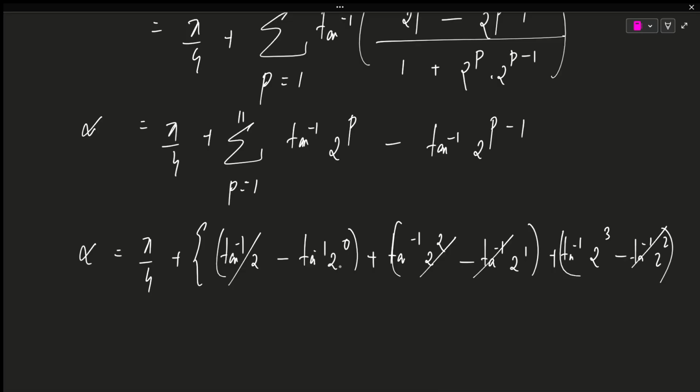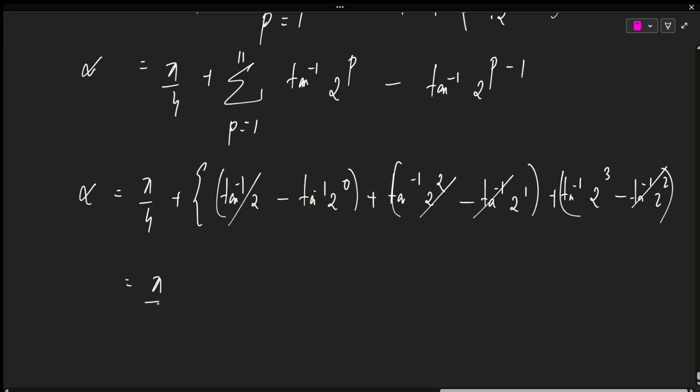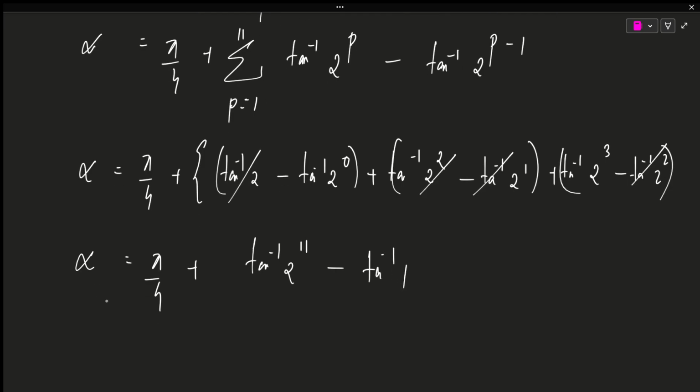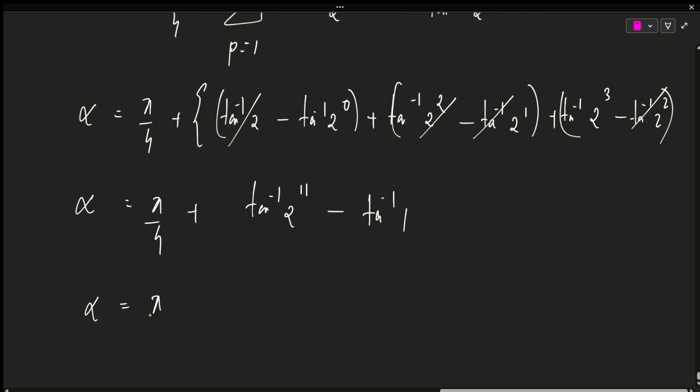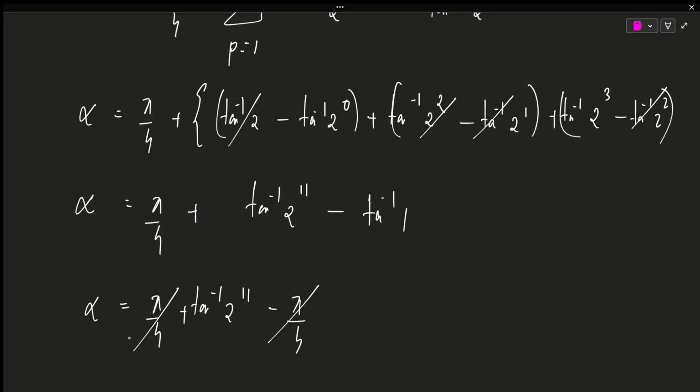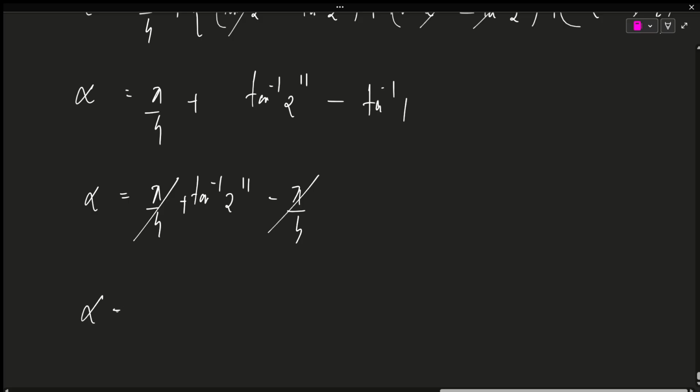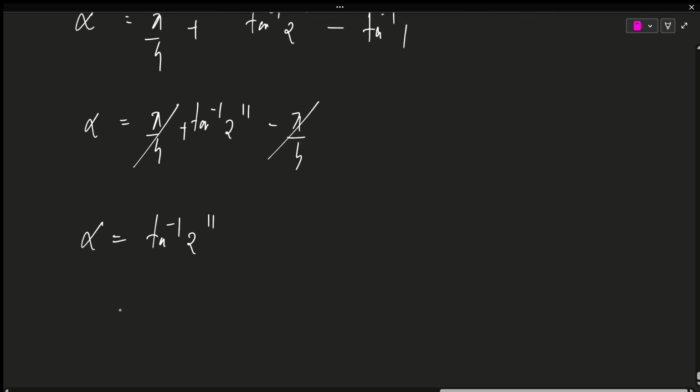So for 11 terms, we'll be left with pi by 4 plus tan inverse 2 to the 11 minus tan inverse of 1. Okay, so alpha is basically pi by 4 plus tan inverse 2 to the power 11 minus pi by 4. So this cancels out. Okay, so alpha is basically tan inverse of 2 to the power 11. So 2 to the power 11 will be tan alpha. Okay, that is basically your answer.